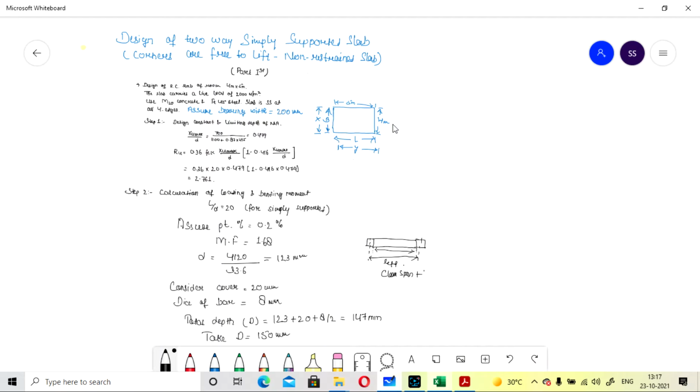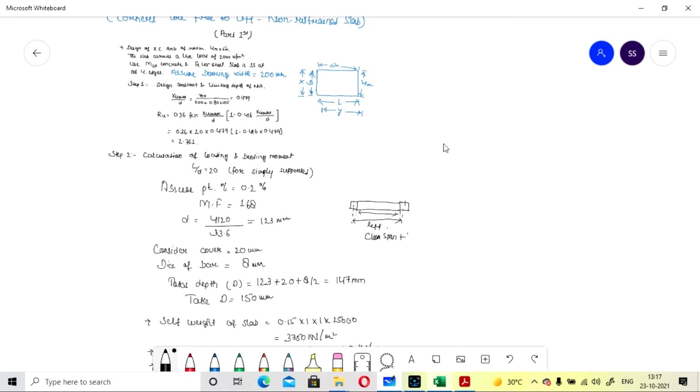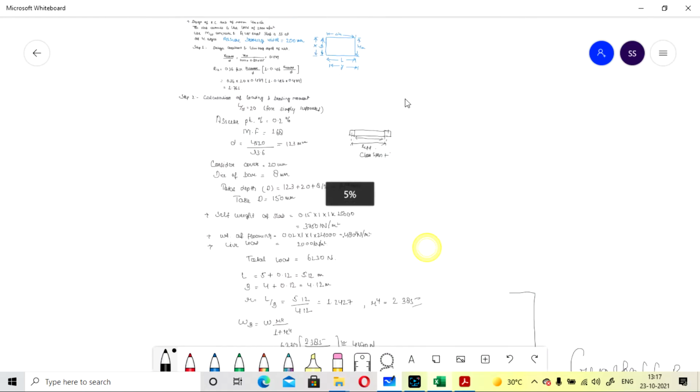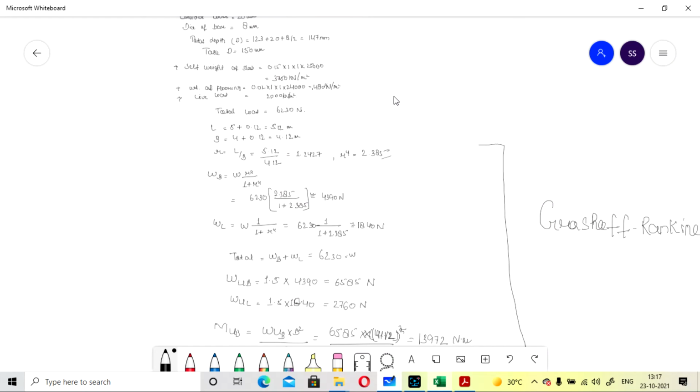So in this part you have seen how to design the constant and limiting depth and calculate the loading and bending moment by two methods. In the next lecture we will see how to design the reinforcement and go for shear and development check.